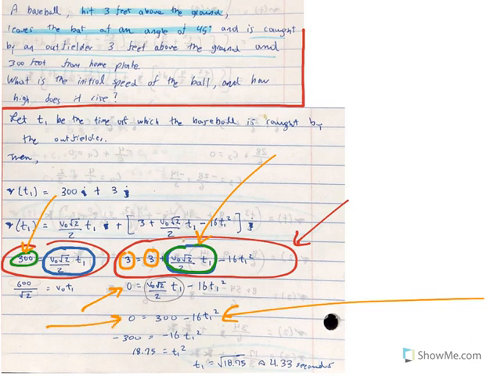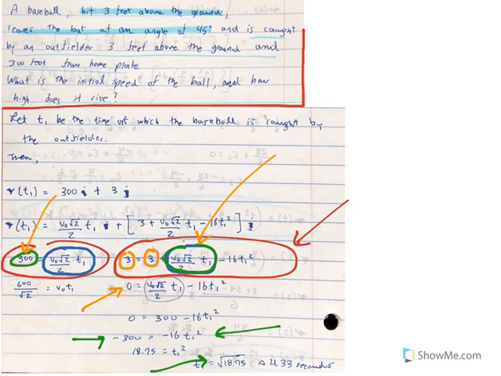So now I have one equation with one unknown, and I can solve for that unknown, which is t sub 1. To solve for t sub 1, I can subtract 300 from both sides of the equation, leaving me with negative 300 is equal to negative 16 t sub 1 squared. Divide both sides of the equation by negative 16 to get 18.75 is equal to t sub 1 squared. And so t sub 1 is equal to the square root of 18.75, or approximately 4.33 seconds.